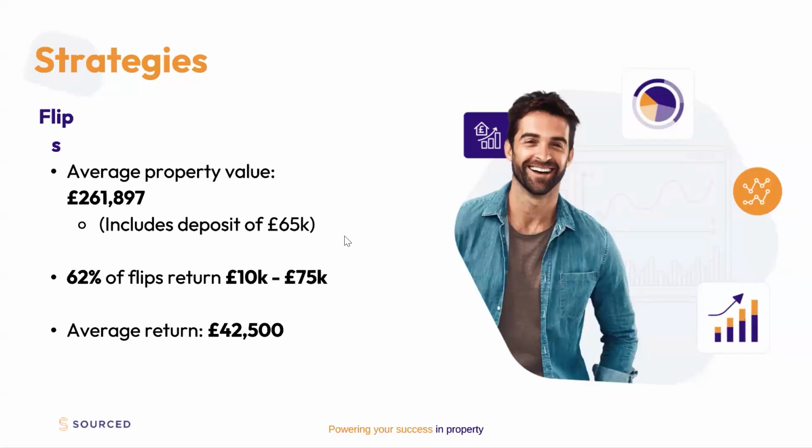Okay, next strategy. So now we're looking at flips because we know that the rental income isn't going to generate enough money. It's going to take too long based on the rental income. So we're going to look at flips now. The average property value, again, 261, including that deposit of 65, and the percent of flips return between £10,000 and £75,000. So I've gone bang in the middle of that £10,000 to £75,000 and looked at the average return of £42,500.